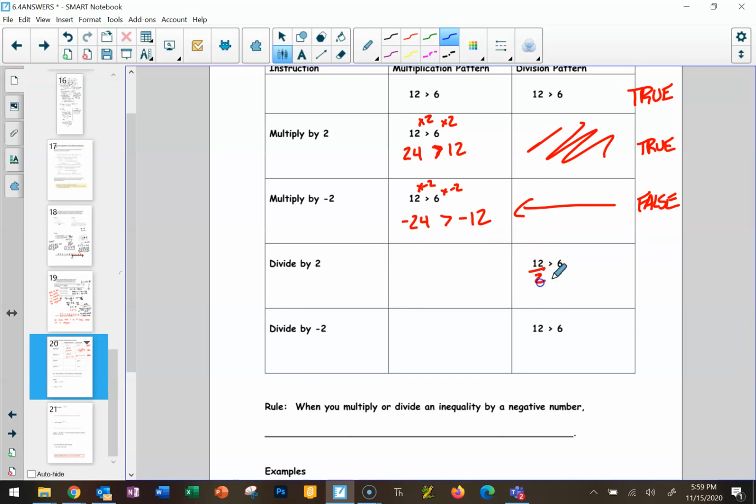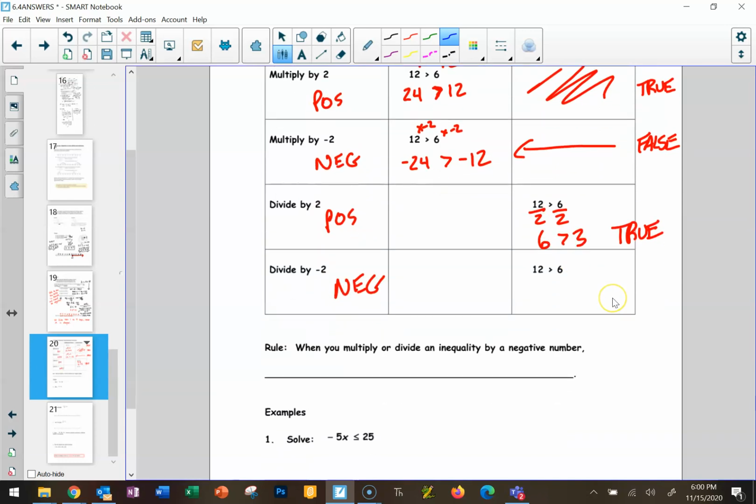I think you already know what's going to happen when we do the division pattern here. If we divide both of these numbers by 2, we end up with 6 is greater than 3, which is still true. So that was by a positive number. This is a positive number, this is a negative number, this is a positive number, and this is going to be a negative number. As you know from 6.3, if we divide by negative 2, it becomes false. 12 divided by negative 2 is negative 6. Is negative 6 greater than negative 3? No, that is false.